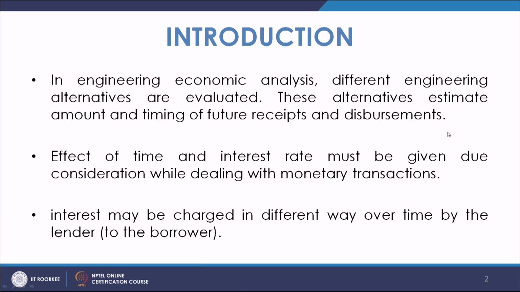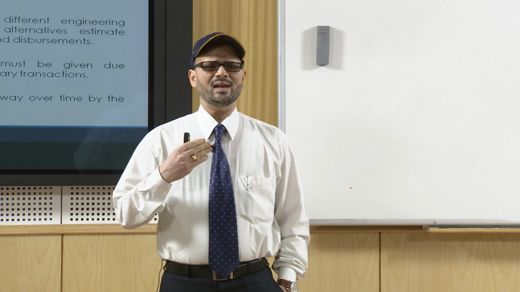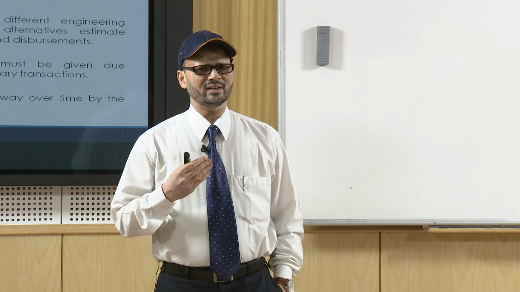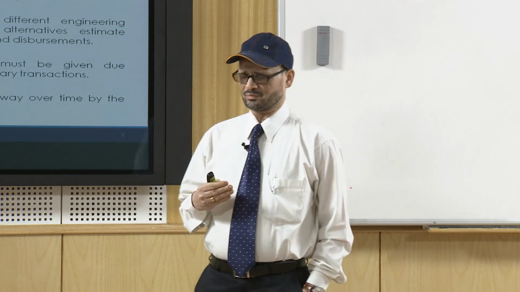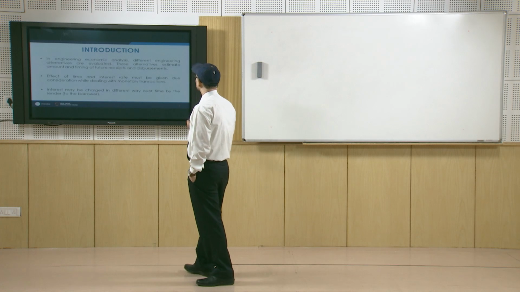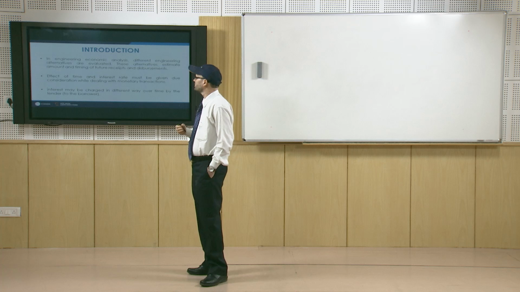So what we have seen is that a lender is investing and getting a return on it from the borrower. It means there are proposals, and from there you have different types of receipts and disbursements. Receipts means something somebody is getting, and disbursement means something somebody is paying.